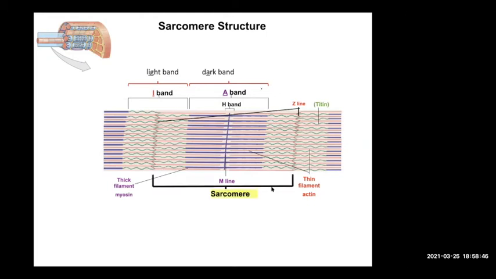Again, I should have had this in the beginning, right? But the sarcomere itself is going to go from here to here. So when we look at the contraction, the sliding filament theory, we're going to look at how this sarcomere is going to get shorter, right? We'll see this collapse and move in from Z line to Z line, basically, is what we're going to see.